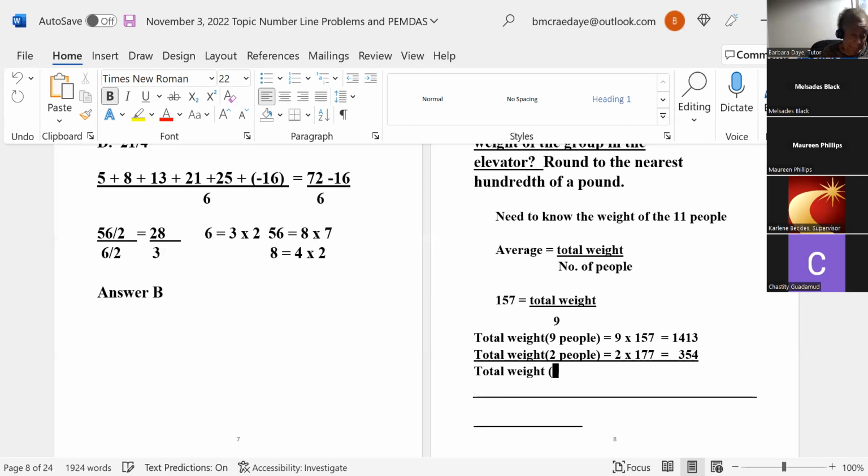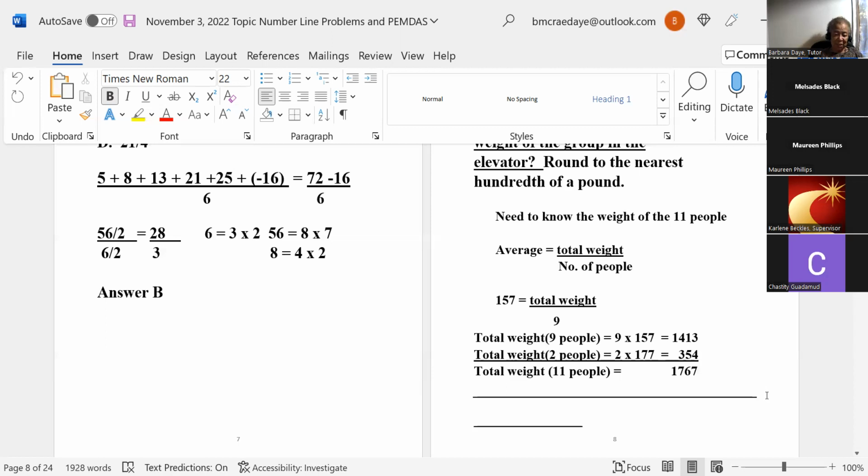Okay, and that's because now it's 9 plus 2, right? 11 people. And what would that be equal to? Add those 2 together. And what's that? 1767. Now divide that by the number of people.